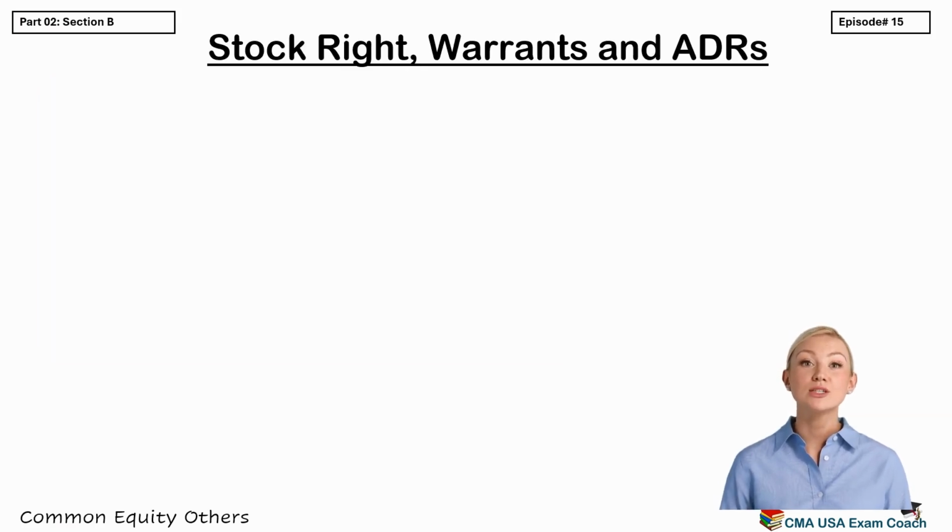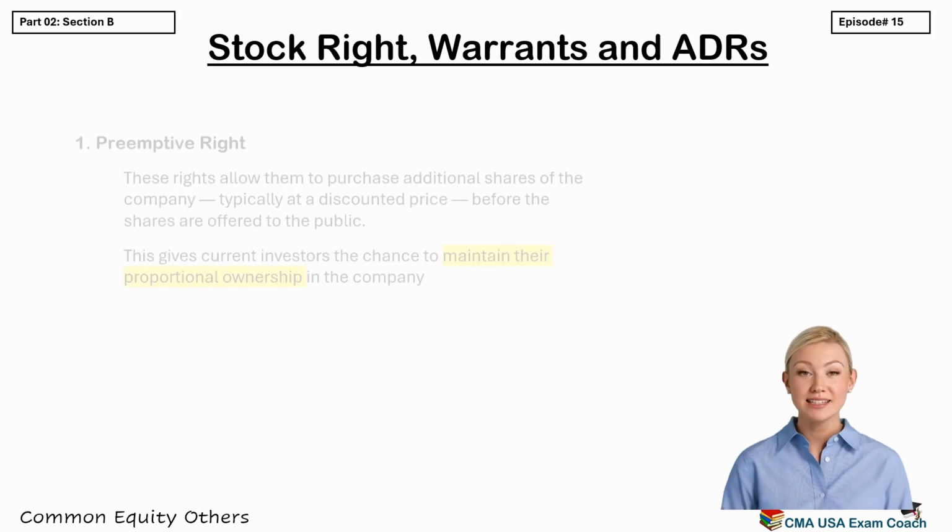Now we are going to explore some special types of equity instruments that companies use for strategic purposes: stock rights, warrants, and ADRs, or American depository receipts. These instruments may sound complex, but don't worry. We'll break them down in a simple, structured, and practical way. Let's begin with preemptive rights.